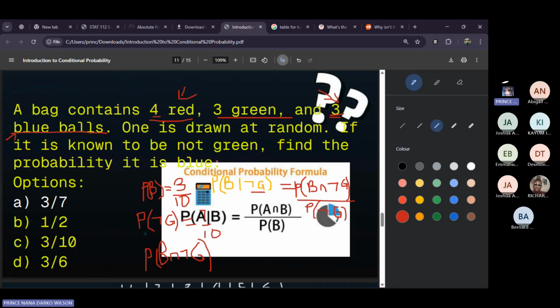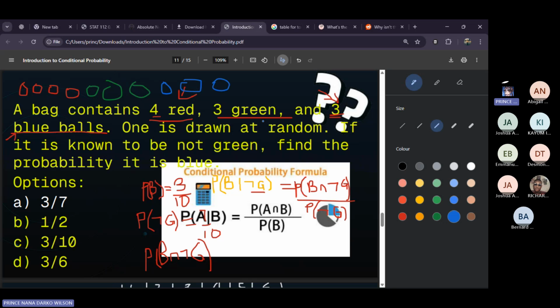So now, let's go into our bag. I'll draw our bag. We have red balls. There are 1, 2, 3, or 4 red balls, sorry, 4 red balls. In the same bag, we have green balls. There are exactly 1, 2, 3 green balls. And then finally, there are 3 blue balls. That's 1, 2, 3 blue balls.